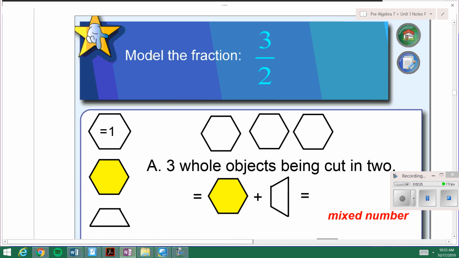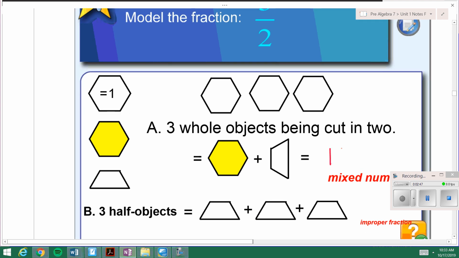What about an improper fraction, 3/2? What does that look like? Well, let's say that these were pizzas, they're hexagonal pizzas, which I'm not sure that I've ever seen before. But still, you have three whole objects being cut in two. Well, if you had three pizzas to share amongst two people, each person would get 1 1/2 pizzas.